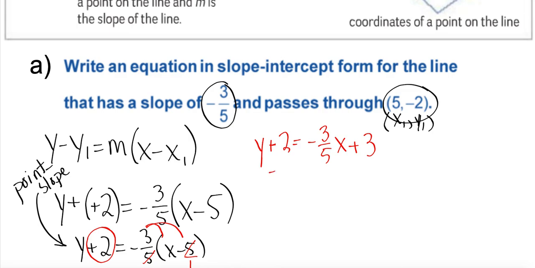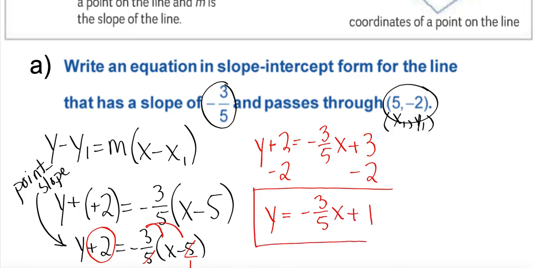And then our last step, move the 2 over, make sure we subtract it from the correct term. That doesn't go with the x. And we have y equals negative 3/5 x plus 1. That is your slope-intercept form. Okay? So if I took this equation and graphed it, it would look exactly the same as that equation.